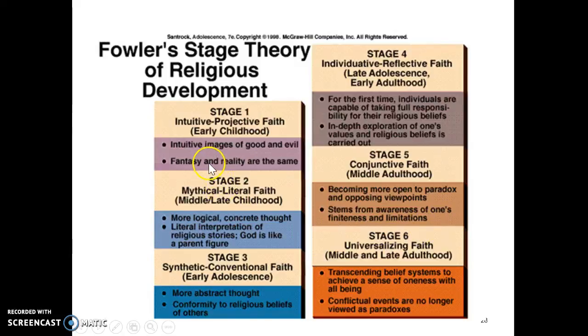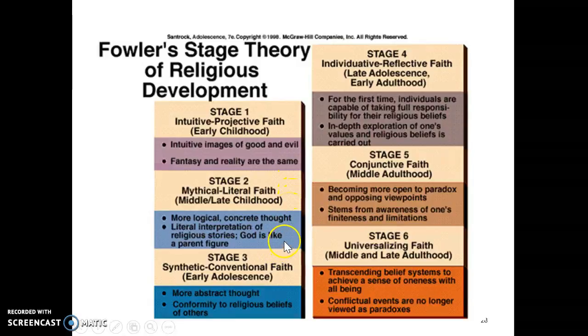Stage 1, intuitive projective. This theory of spiritual development and moral development go hand in hand with each other. So this is where they're really starting to understand right and wrong, good and evil. But this is an age, early childhood, toddlers and preschoolers, where fantasy and reality are very blended. They don't have a good understanding of when something's imaginary and when it's real. So that's true with their understanding of faith as well. They do what they see their family do, but their understanding is not very deep at all.